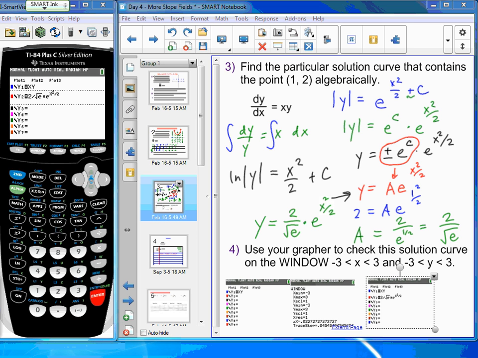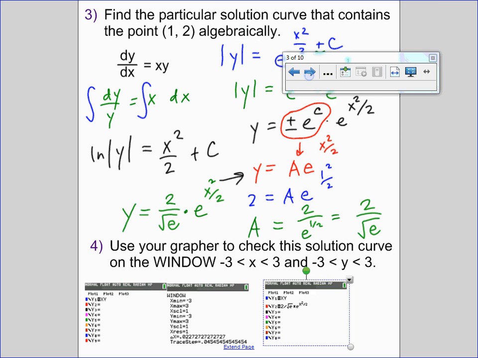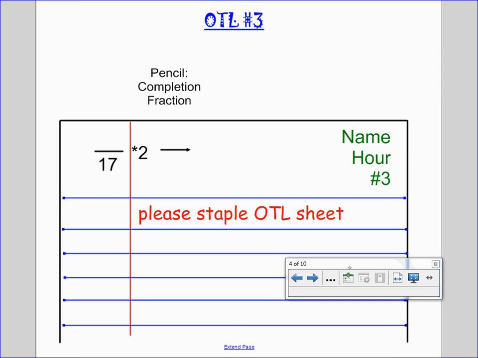Okay, ladies and gentlemen, let's make sure that we staple our OTL number 3 sheet on there. That was the big page, OTL number 3. It had the figures on the back, so if you kindly staple that. And Sammy and Michael, if you guys can start with the staple over there, and Courtney and Kobe, if you guys can start with the staple over here. I'd appreciate that.